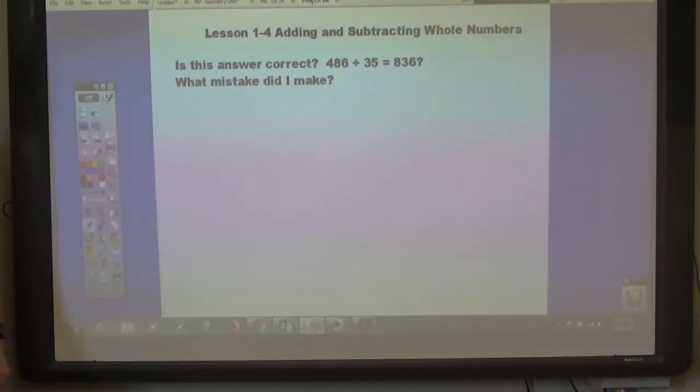See if you can find the mistake. Adam? 35 times 486 is not enough to add 35 and get 800. Right. So what mistake did I make? Where did that answer come from? Yeah, see if you can figure it out. It's a puzzle.